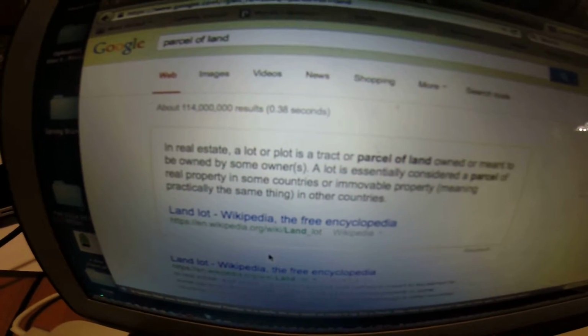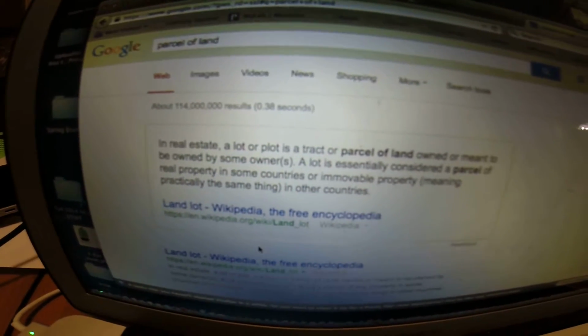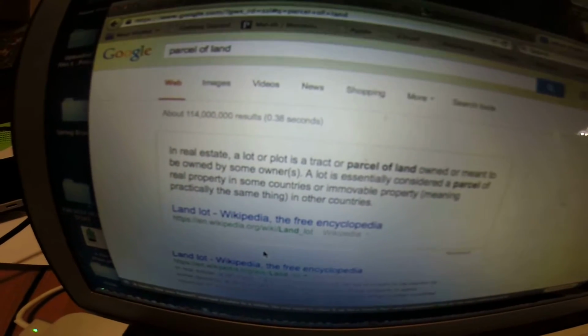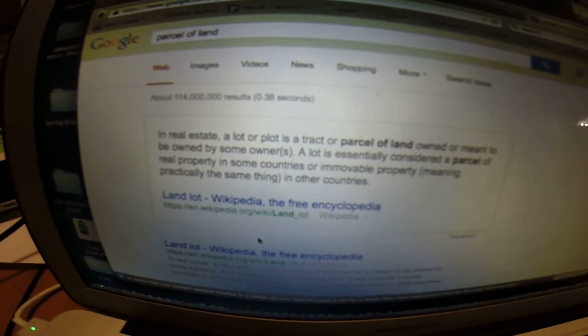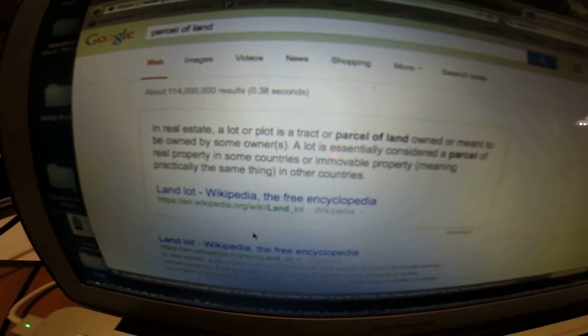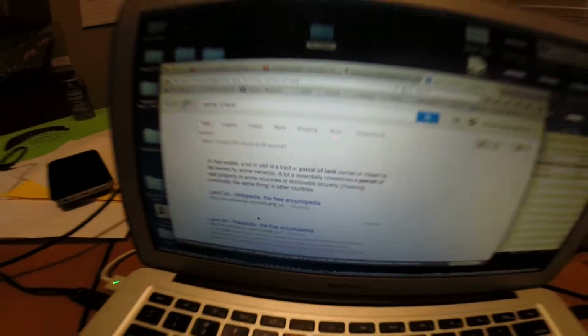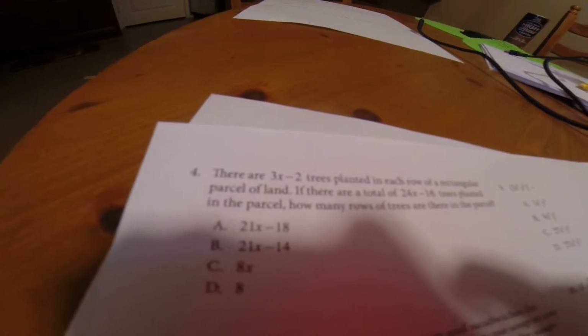So if you're reading and you don't know what something is, get in the habit of looking it up. I can't stress how useful this is, how this helps you to grow your vocabulary, as well as makes you understand what you're reading that much more. Okay, so we know what a parcel is, a parcel of land. Now I'm going to go back through here and try to figure out why this question is giving me a little bit of a problem.